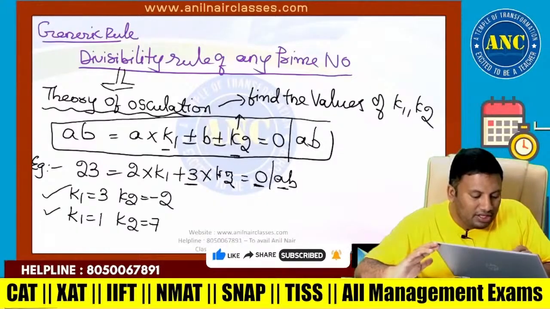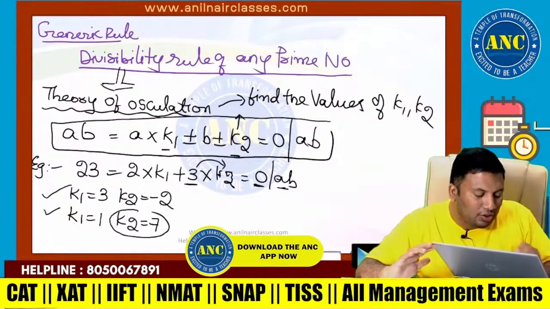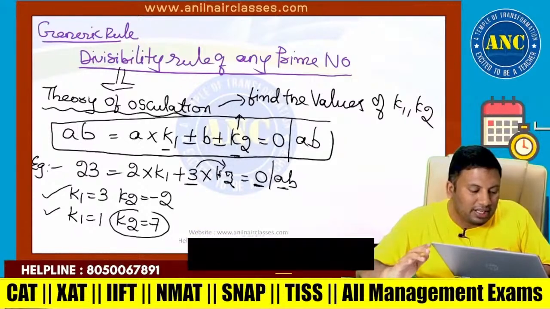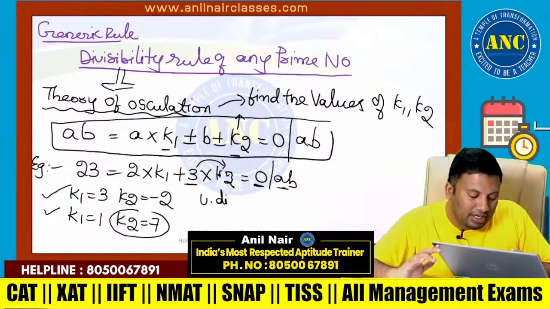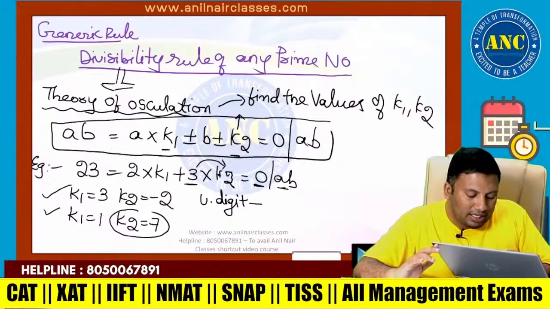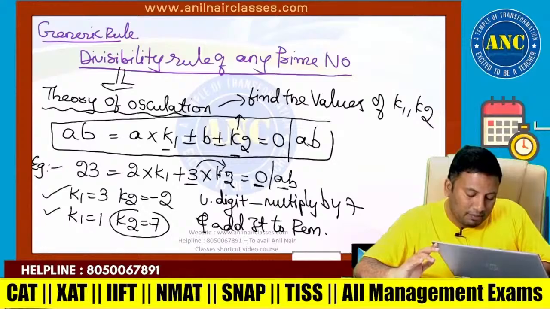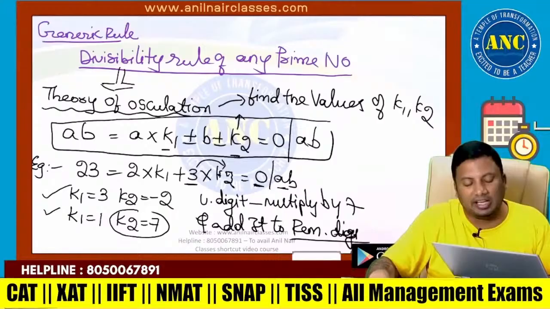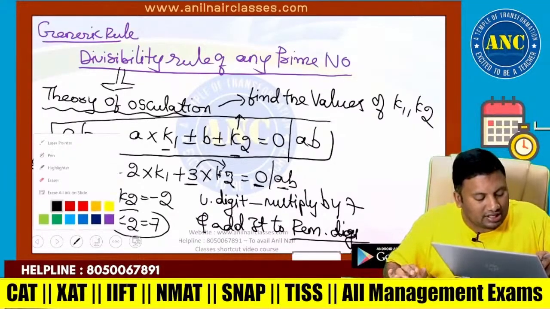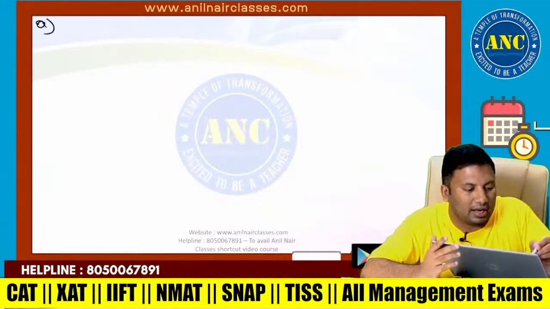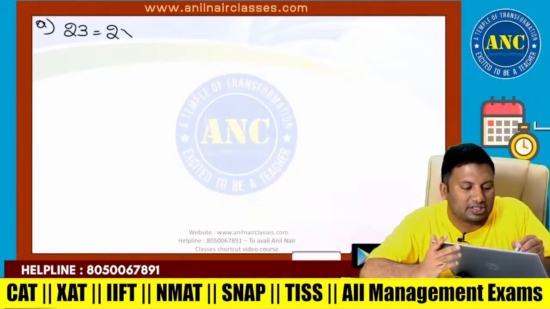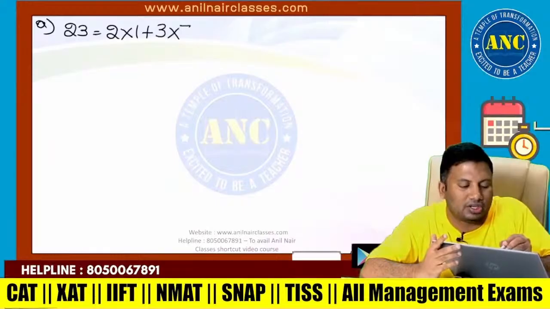Now, this 3 is multiplied by K2, which is nothing but 7. So the divisibility rule of 23 is: take the unit digit, multiply it by 7, and add it to the remaining part. If I take the unit digit, multiply by 7 and add it to the remaining digits, that becomes the divisibility rule for 23. Let me do it with an example. Number 23 is 2 into 1 plus 3 into 7.